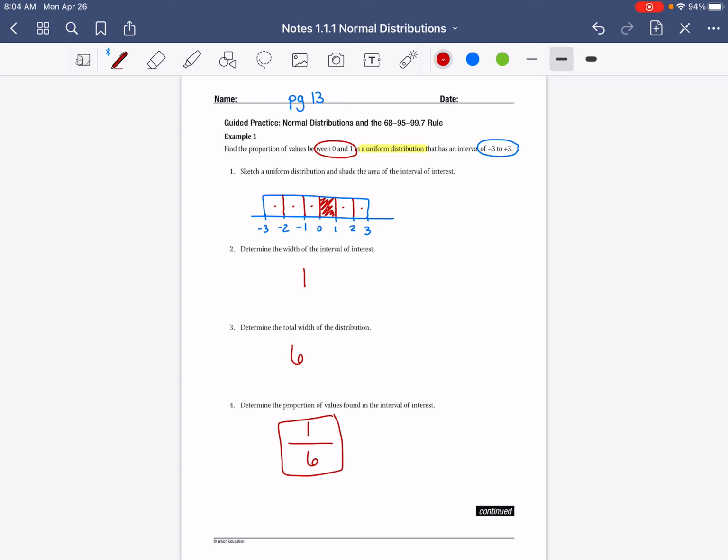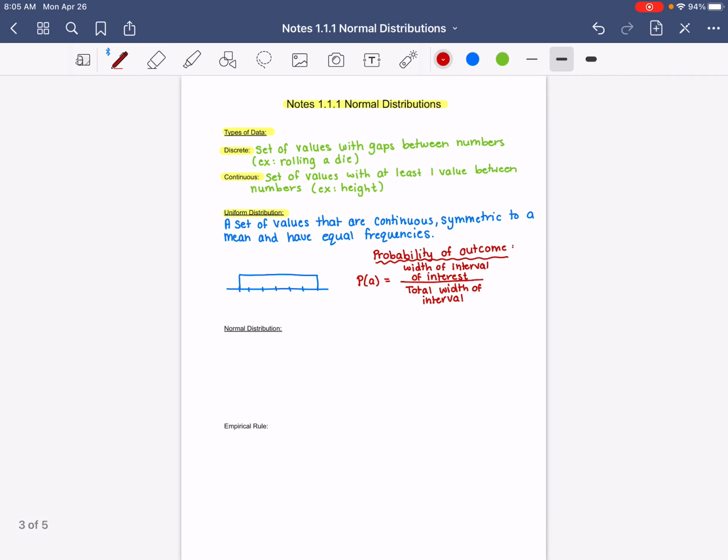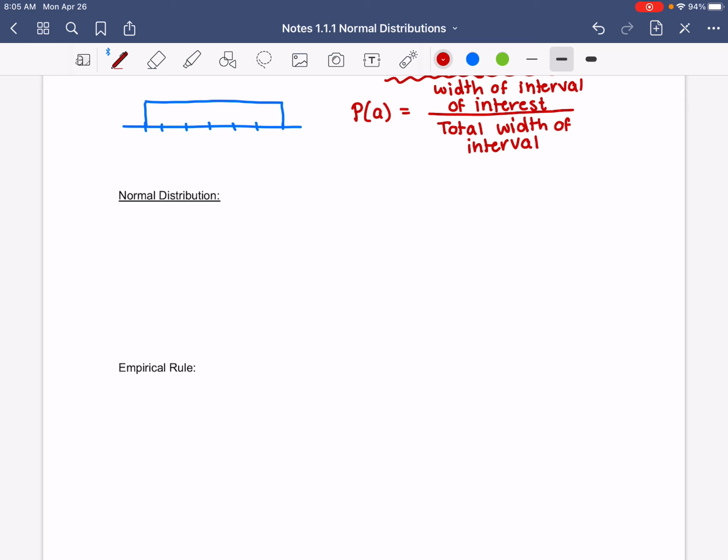Okay, so you're going to go do some homework problems that have to do with that. It's on page 18. You're going to do numbers 5 and 6, and then you can come back and finish your notes. For the rest of our notes, the next thing we're going to talk about is the normal distribution. That's what the notes are titled.